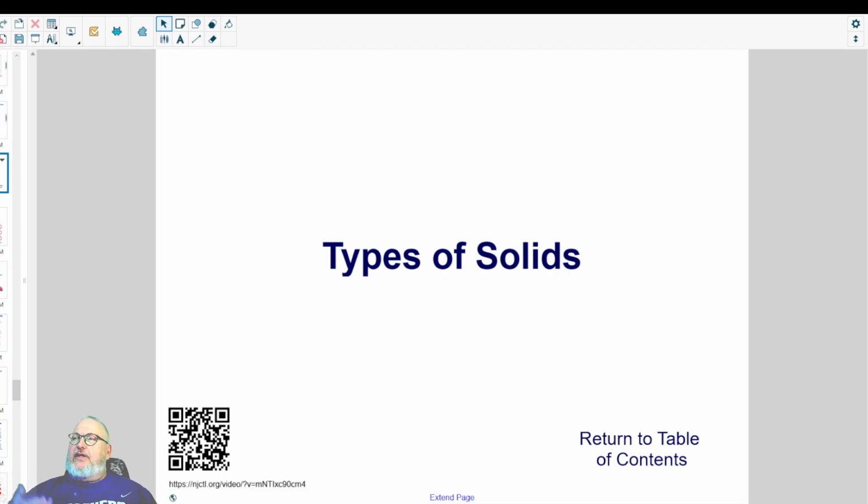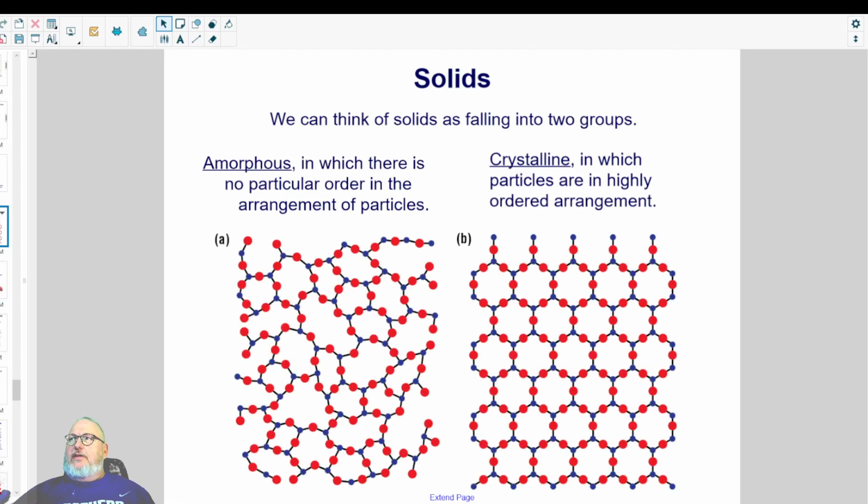Let's talk about types of solids real quick. We know about solids, but there are a lot of fun, neat things we can do with solids. Material science: there are two types of solids that we think about. One is something we call amorphous. There's no particular arrangement or order in how these particles are arranged. Crystalline solids are in a very highly ordered arrangement.